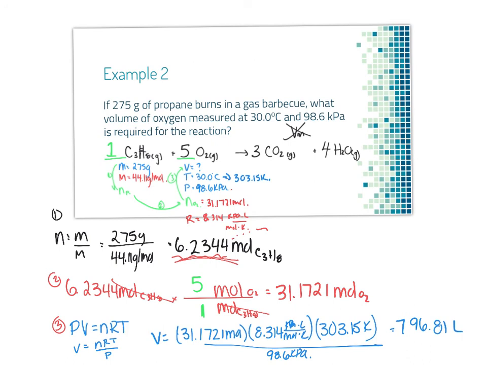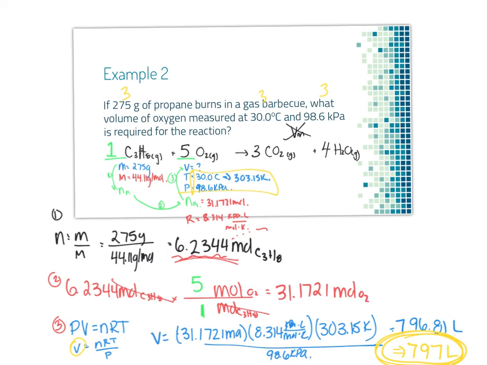796.81 liters. Significant digits. There were 3 here, 3 in our temperature, and 3 in our pressure. So we should have 3 in our final answer. I'm going to round this to 797 liters then. So notice that we used a different formula to find volume in this case because we had non-standard conditions. It wasn't STP and it wasn't SATP.